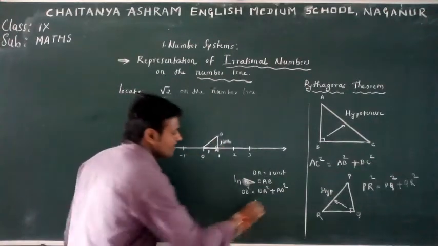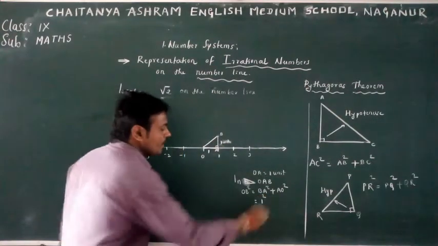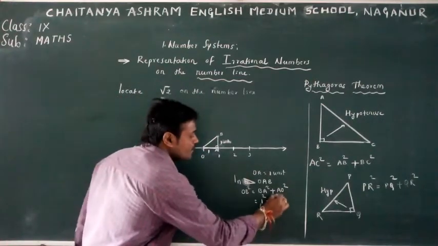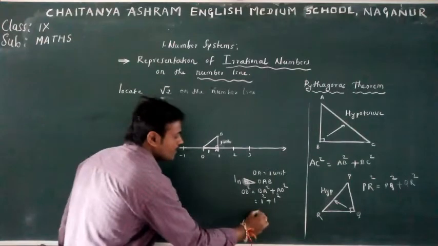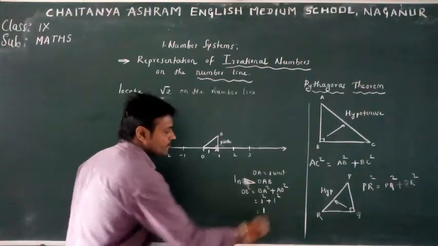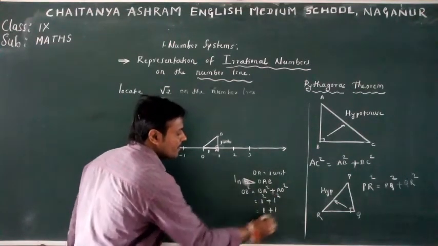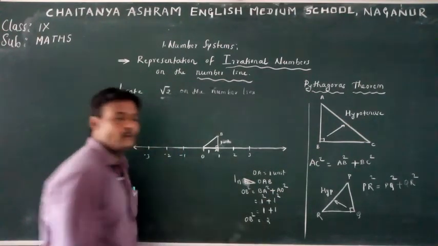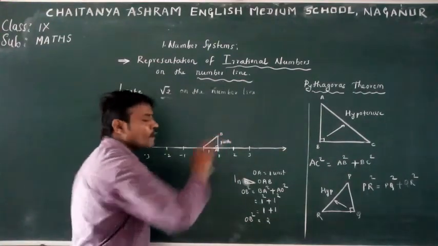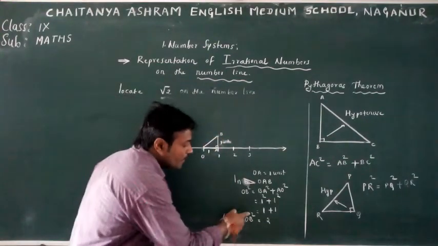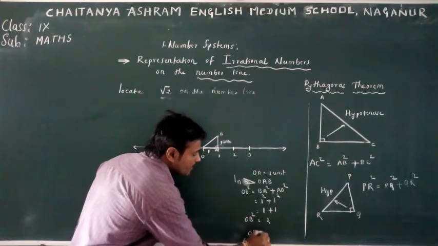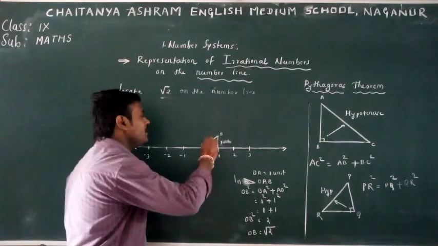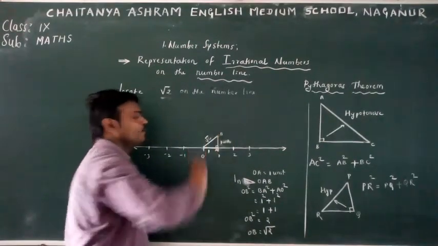So BA square, BA is how much? 1 unit. 1 square plus AO, how much is it? 1. That is also 1 square. 1 square is 1, plus 1 square is 1. 1 plus 1, 2. OB square is 2. We want OB, not OB square. So shift this square to the right side, that becomes root 2 on the other side. So the length of OB is root 2.